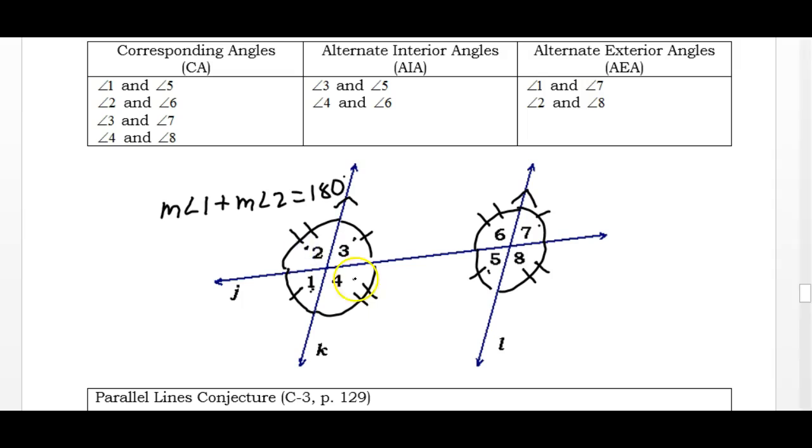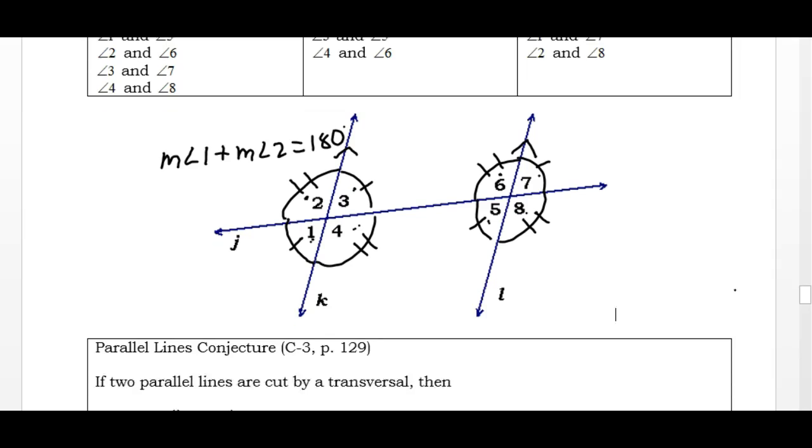2 is vertical with 4. 2 is corresponding with 6. 2 is alternate exterior with 8. So they are all the same measurement. Also 4 and 6 are called alternate interior, but still the same measurement. So we have a whole bunch of congruence going on.